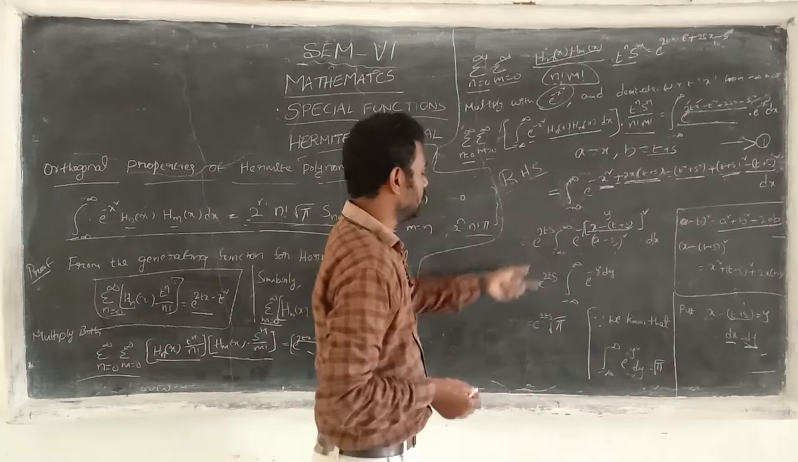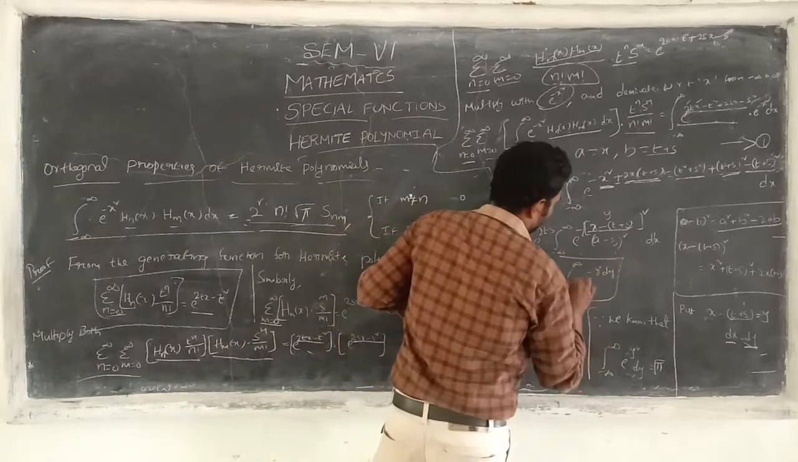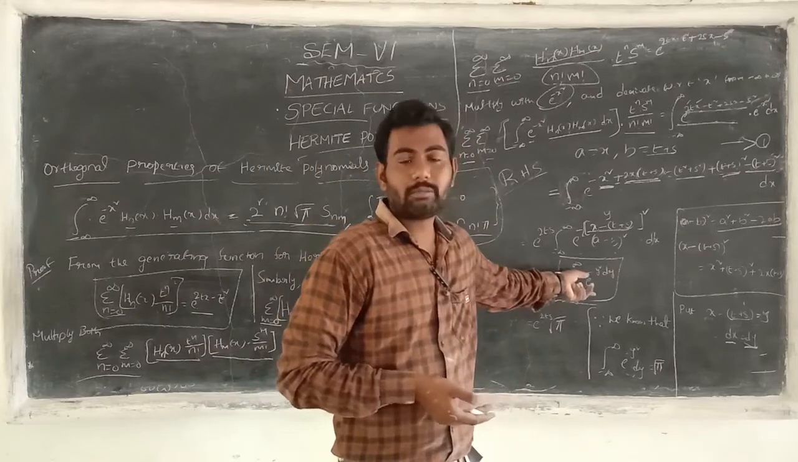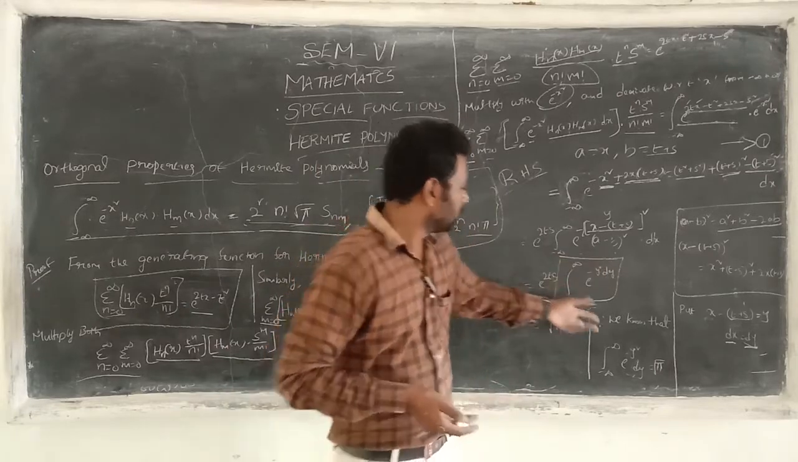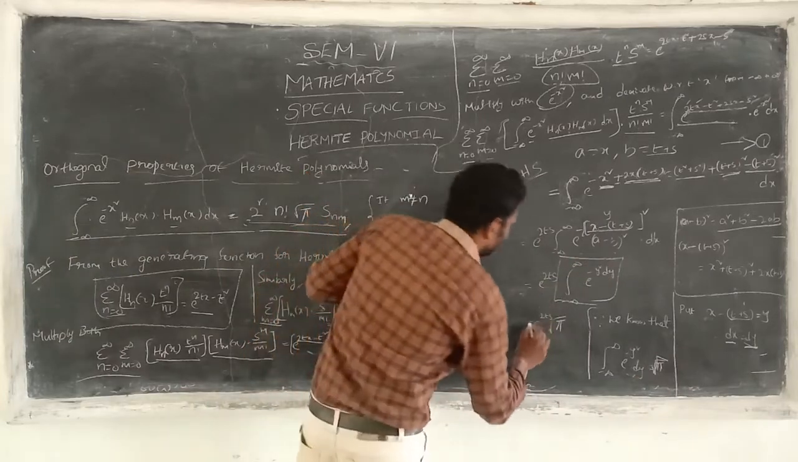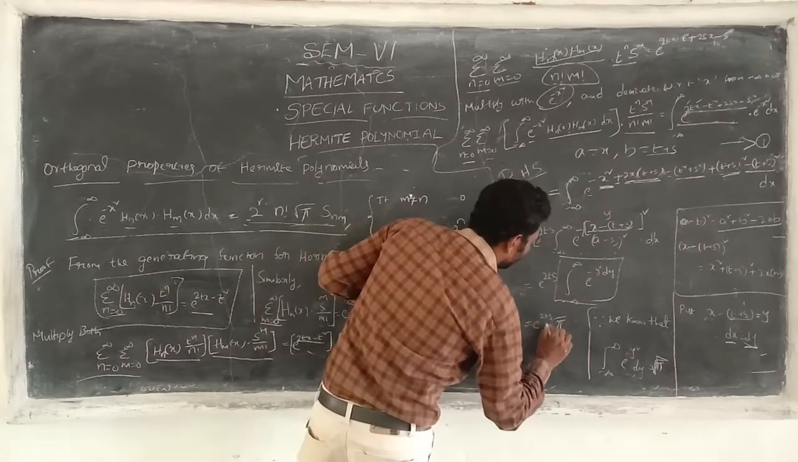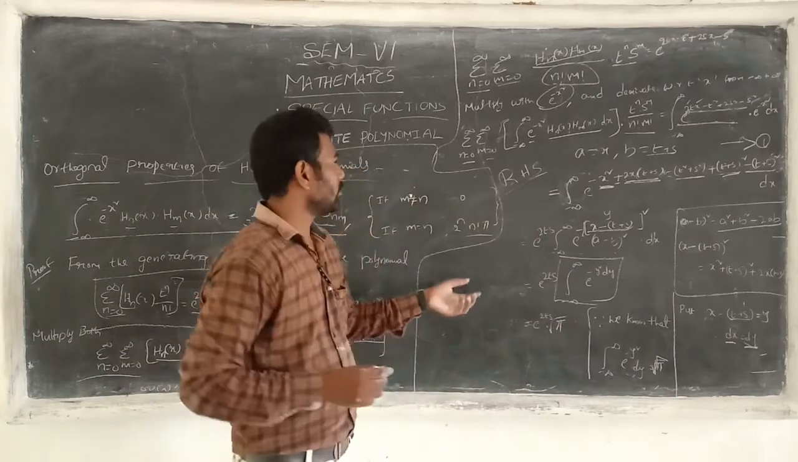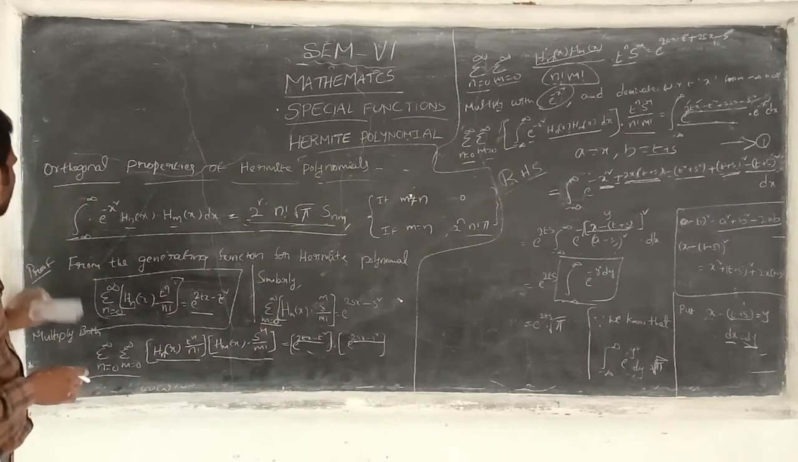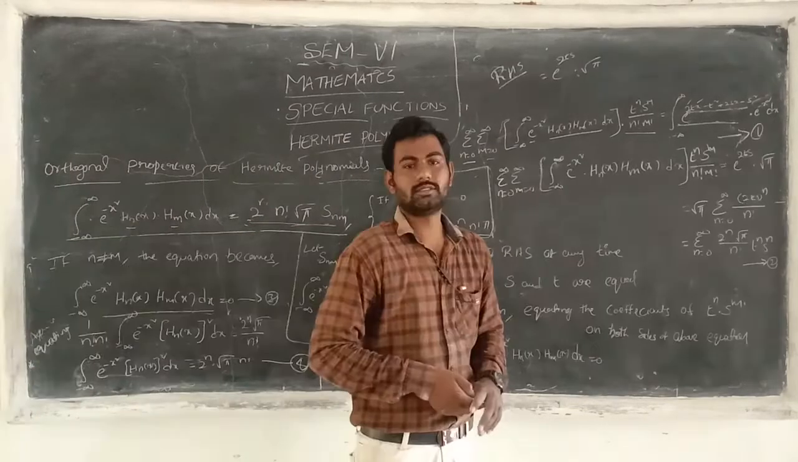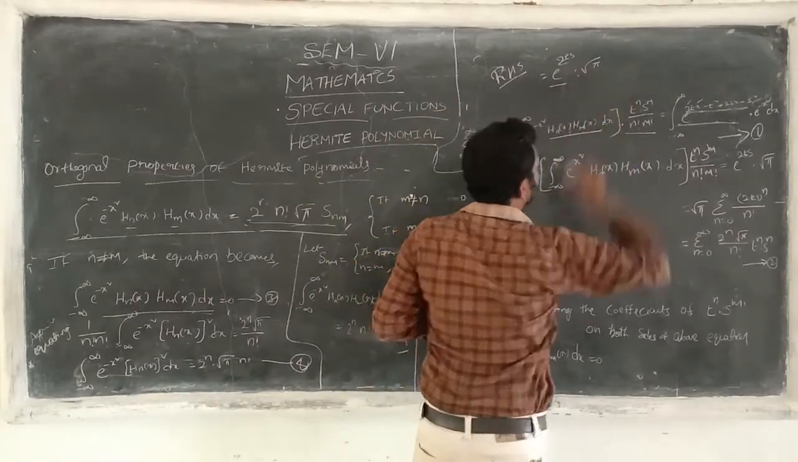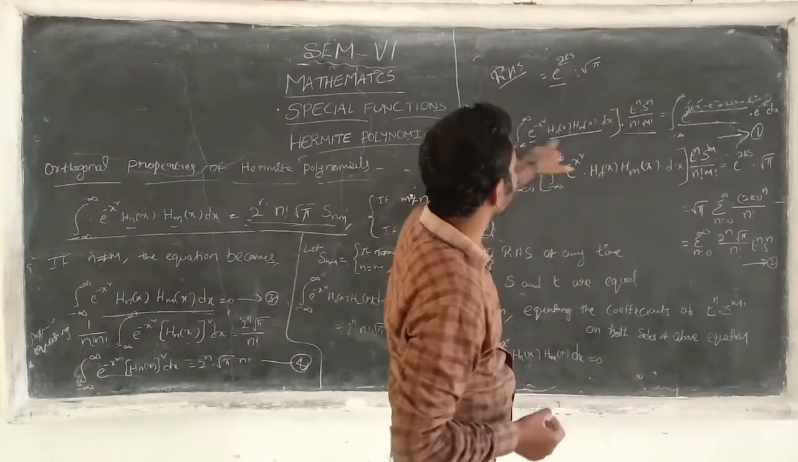This term is as usual. We have one formula: the integral from minus infinity to plus infinity of e^(−y²) dy becomes root pi. So the result is e^(2xt) times root pi. The right-hand side is e^(2xt) into root pi, and the LHS equals the RHS.